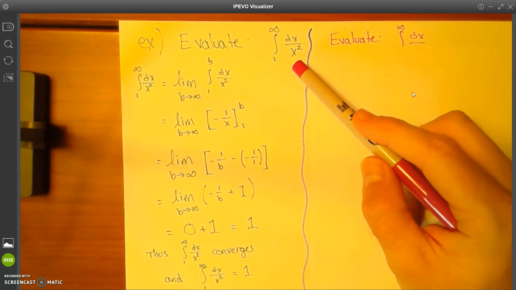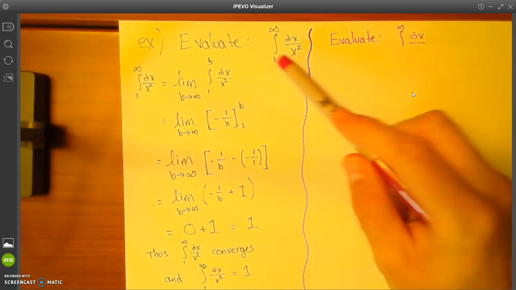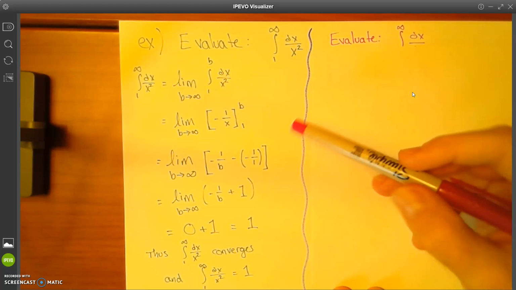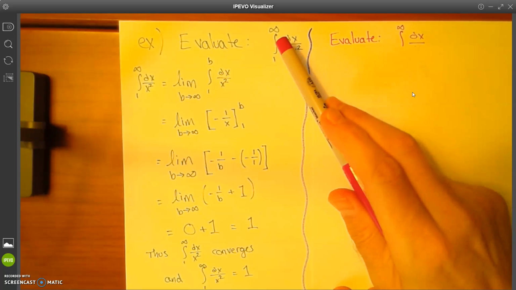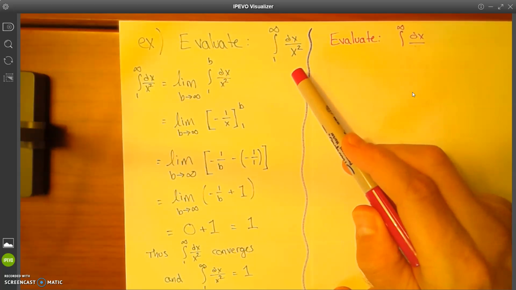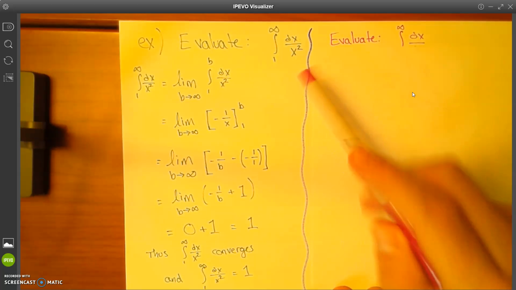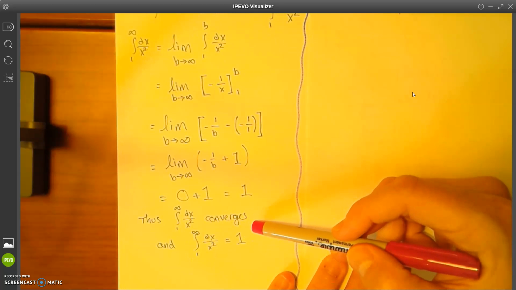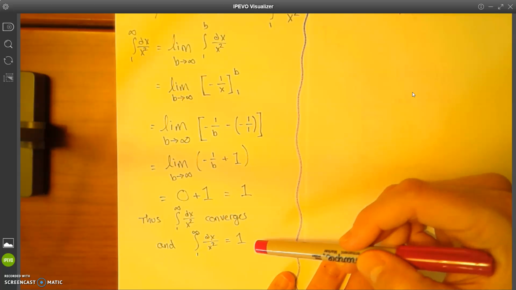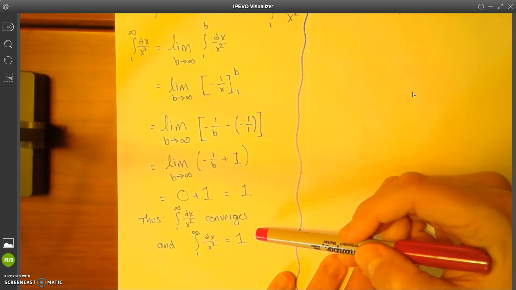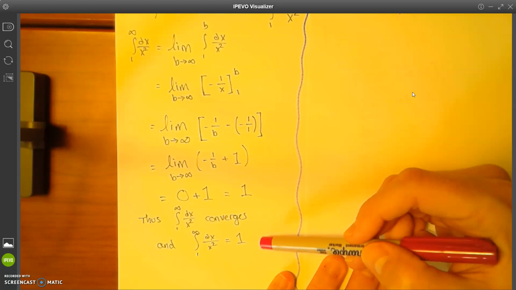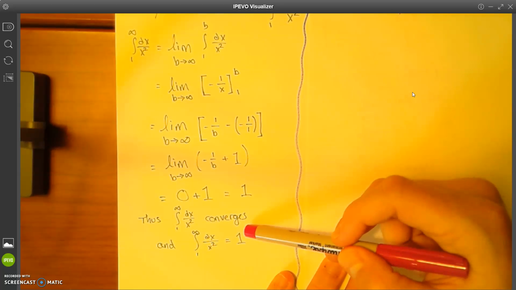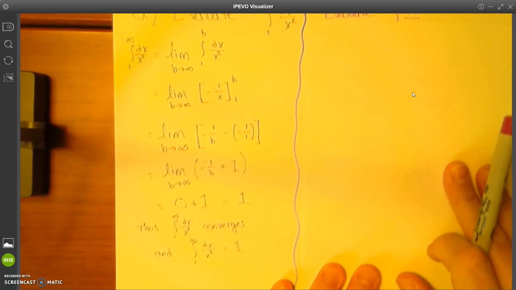The area underneath the curve 1 over x squared from 1 till forever has a finite area, even though it goes on forever and ever, which is kind of mind-boggling to get a hold of. But it is interesting because this curve gets so very close so quickly to the x-axis that you're adding almost no area as you go on and on. So it does approach 1 as an overall sum.